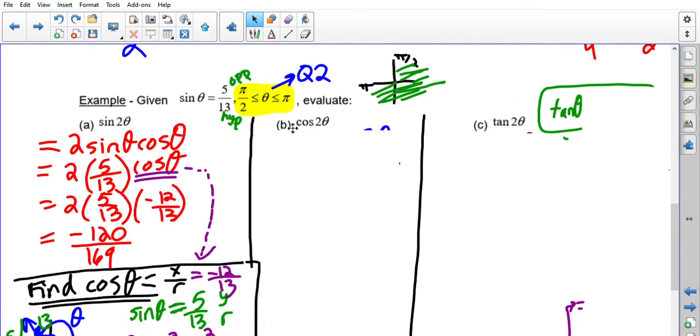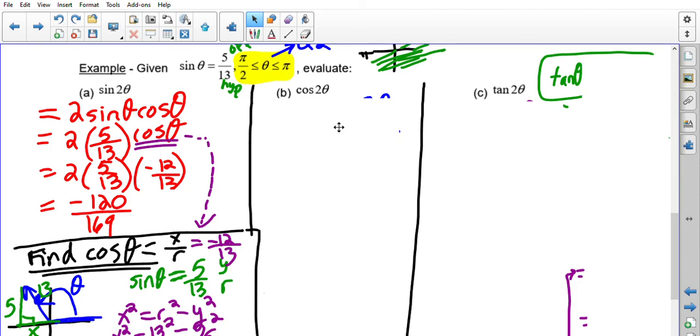All right, let's move on to cos 2 theta. What's interesting about cos 2 theta is that you have 3 different variations of formulas to work with. So you are not wrong depending on what you choose to work with. Sometimes you might want to work with the one that you have the most information for.